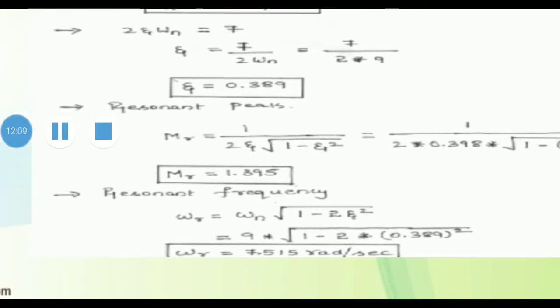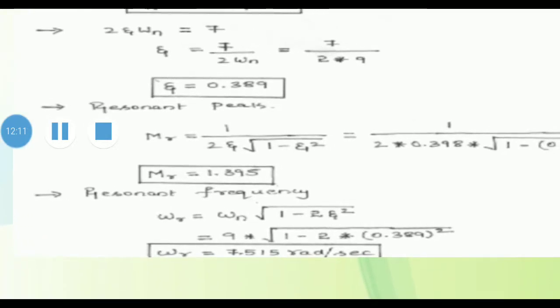Next, resonant frequency. Omega r is equal to omega n into root of 1 minus 2 damping ratio square, which is equal to 9 into root of 1 minus 2 into 0.389 square. Omega r is 7.515 radians per second.